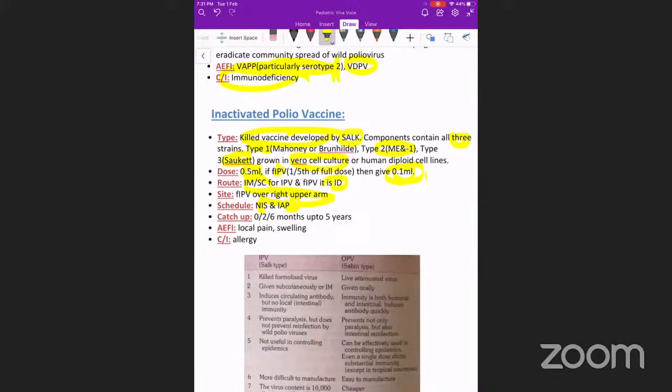Fine. Next is the catch-up. Catch-up is at 0, 2, and 6 months, and up to 5 years it can be given. Adverse effect is local pain and swelling. Contraindication is allergy.